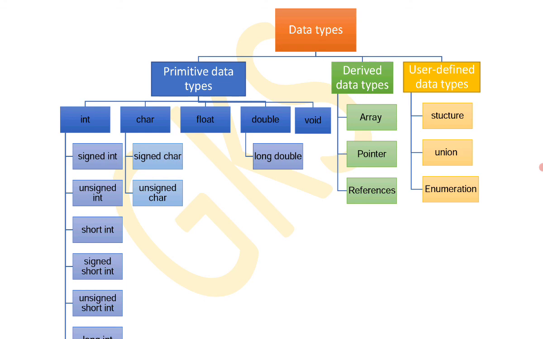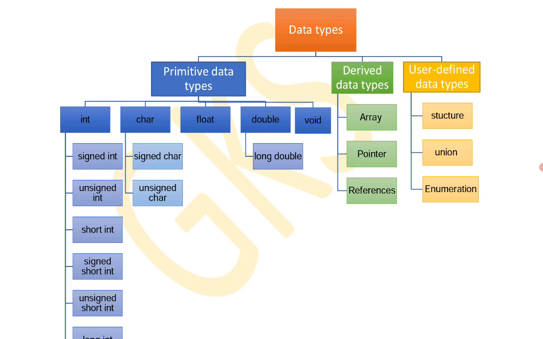First one is arrays, second one is pointers, third one is references. The third type of data types is called user defined data types. What are the examples for user defined data types? First one is structures. Second one is unions. Third one is enumeration, or enumerated data types.